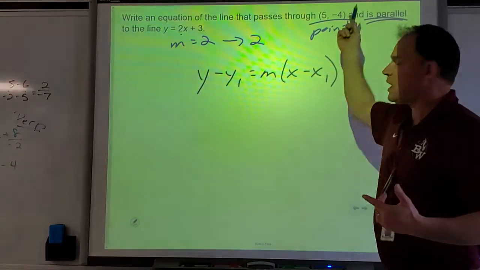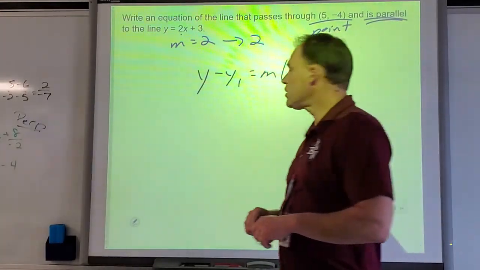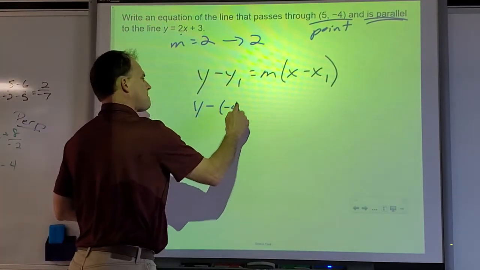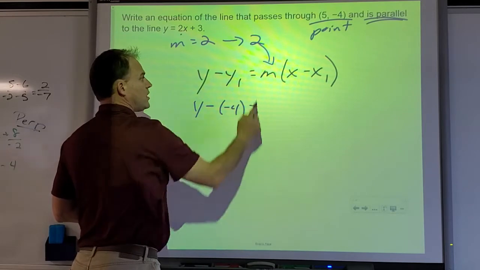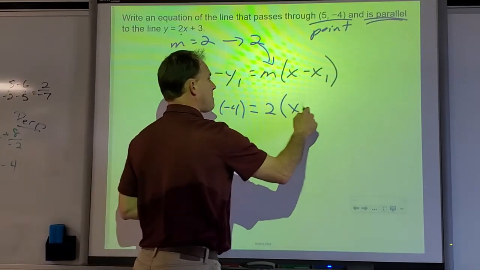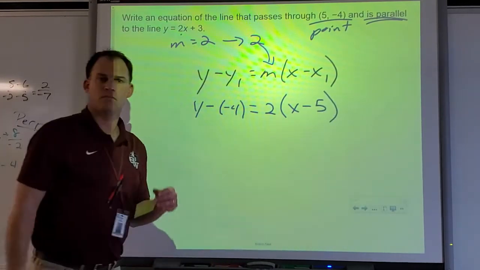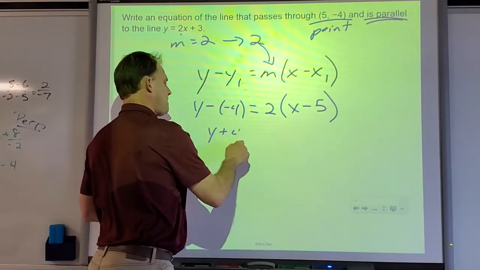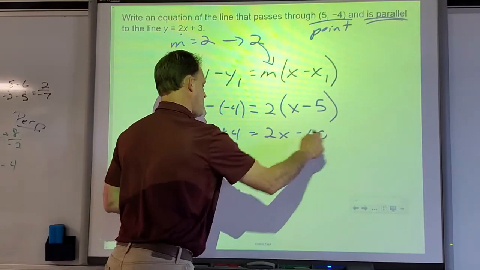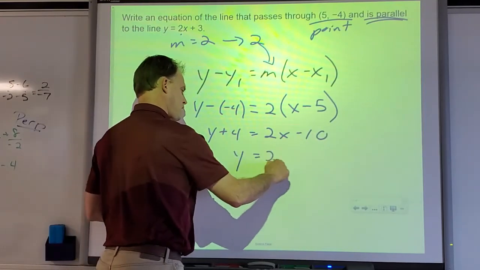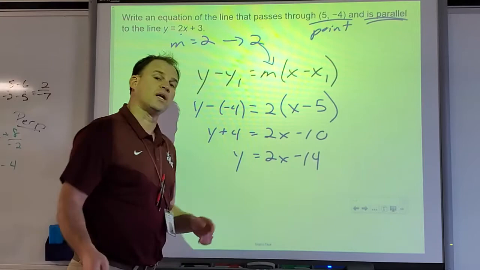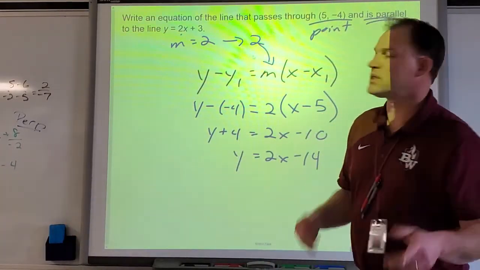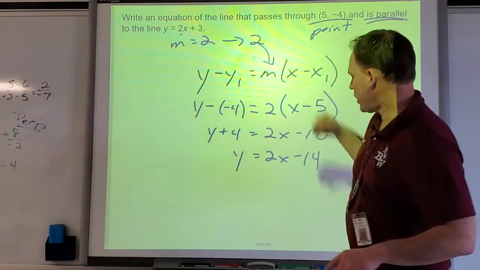So then I just substitute and work out the equation. I use the point in the problem, use the parallel slope because it's the same, and work it out. Two steps to finish. Distribute, get y by itself, and we're done. So, parallel tells me the slopes are the same. I know that slope, so I use it in the problem.